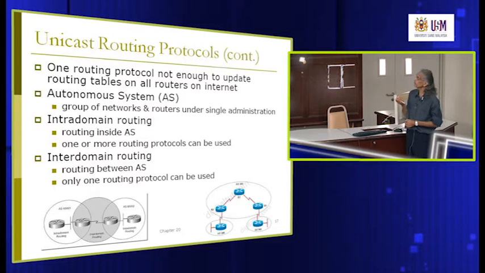The routing protocols work within a particular area, so we call them autonomous systems. In other words, we group the routers into different groups, different areas. For example, in USM, we cannot say all the routers in USM are one big group. It's too many. Maybe we say School of Computer Science, School of Biology, School of Chemistry is one zone, the G zone, for example, or the H zone. This becomes one AS, Autonomous System: a group of networks and routers under a single administration.